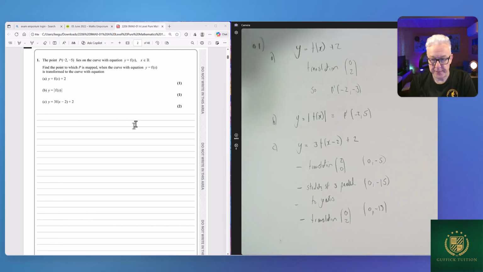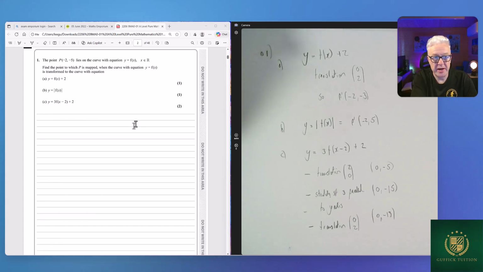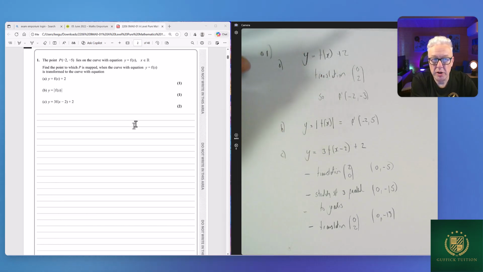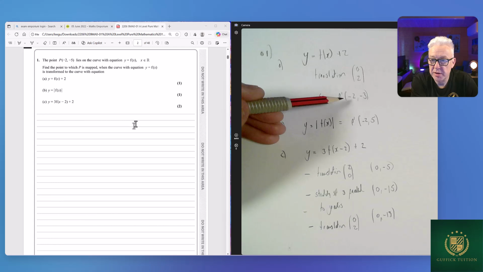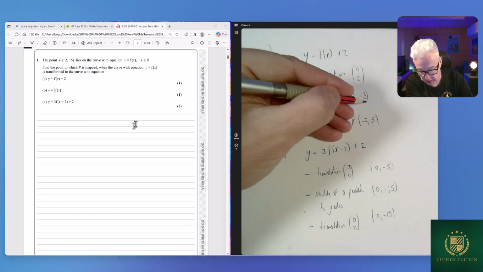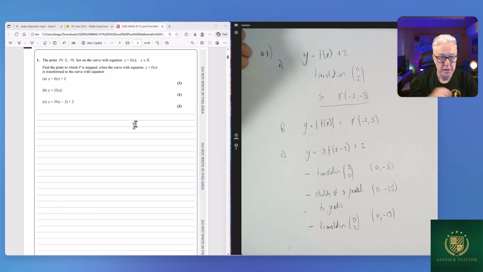Okay. So first of all, f(x) + 2 is a translation by vector (0, 2). So the whole curve is going to move 2 up. So the point (-2, -5) is going to go to (-2, -3) for the first one.